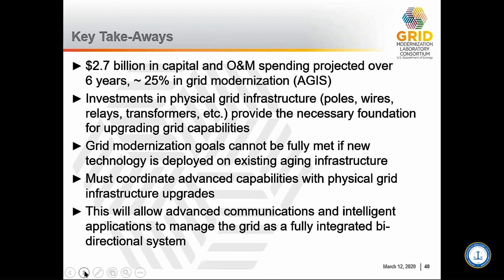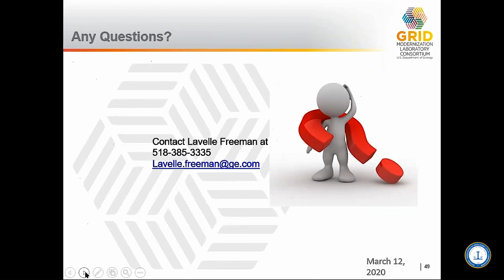And without this foundation, reliable service would not be provided. The grid modernization goals are built on top of this, and they cannot fully be met if the new technology is deployed on existing or aging infrastructure. So first things first, and then we do the next thing. They must incorporate and coordinate advanced capabilities with the physical grid infrastructure. And this will allow advanced communications and intelligent applications to manage the grid as a fully integrated bidirectional system. So that's my last slide.